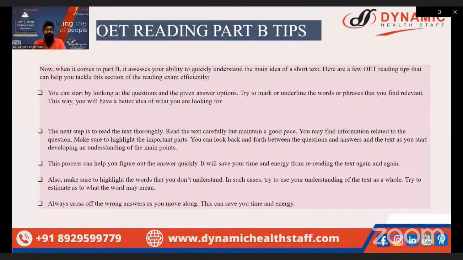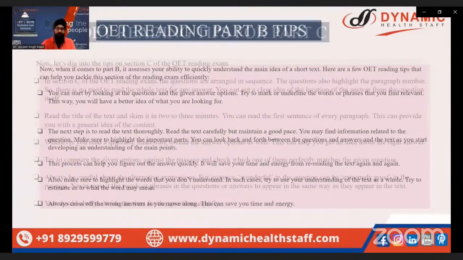Always cross off the wrong answers. Once you are moving along the text and you are getting all the options, and if you feel that this option is incorrect, just mark it wrong so that you can get your answer by the elimination method. So that is how you can attempt your part B.